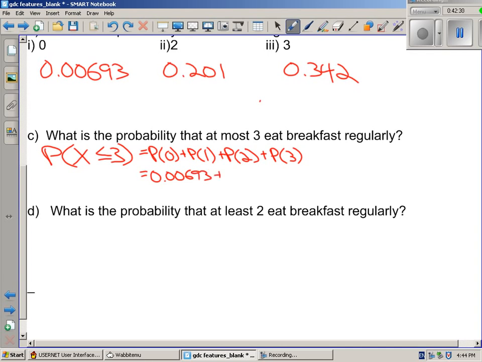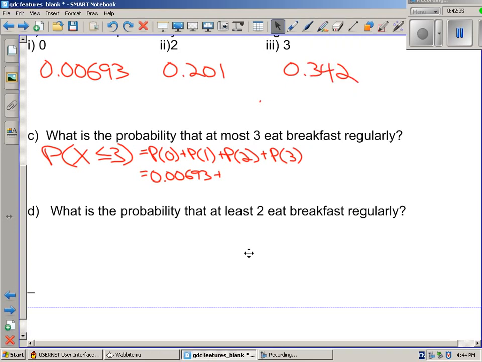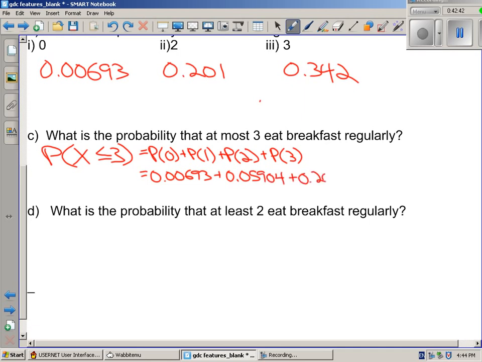So I have to go and find probability of 1. That was 0.05904. Probability of 2 was 0.201. The probability of 3 was 0.342. If I added all those up in my calculator, I'd get 0.609.